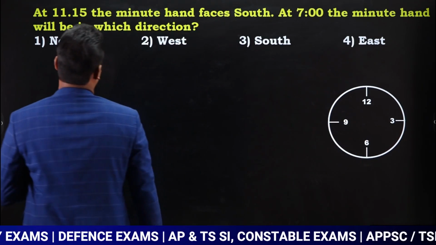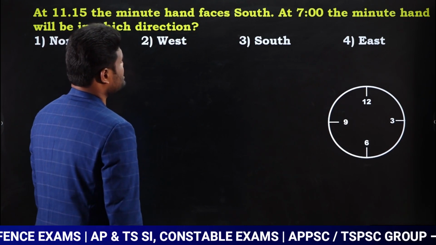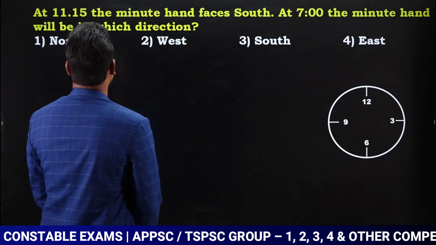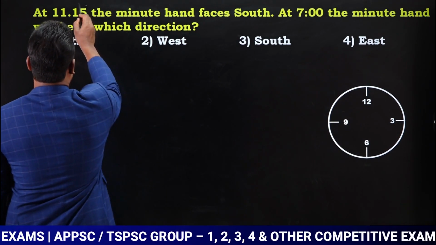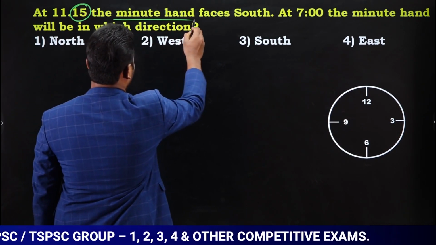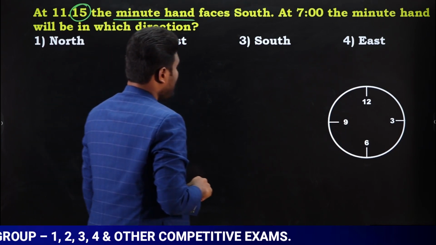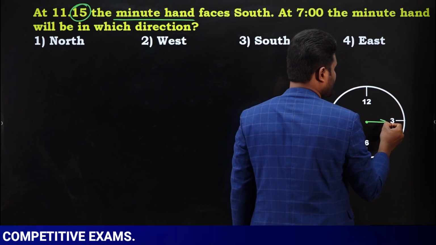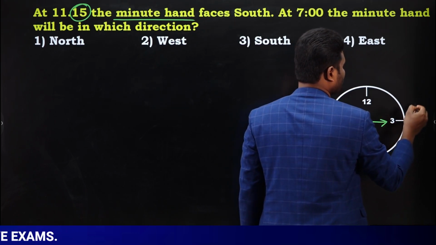At 11:15, the minute hand faces south. At 7, the minute hand will be in which direction? Look here, 11:15, minute hand is facing towards south direction. 11:15 means minute hand is going to face towards 3, yes or no? Now this is nothing but south direction it seems.